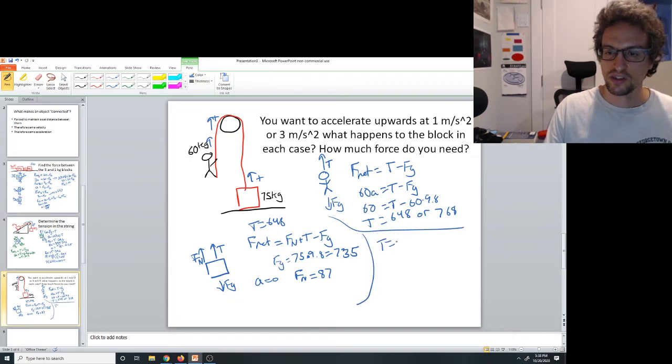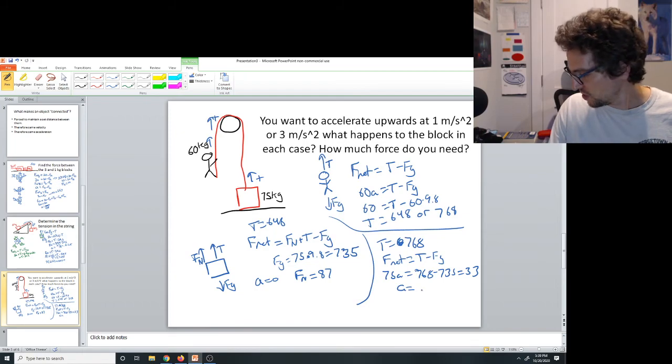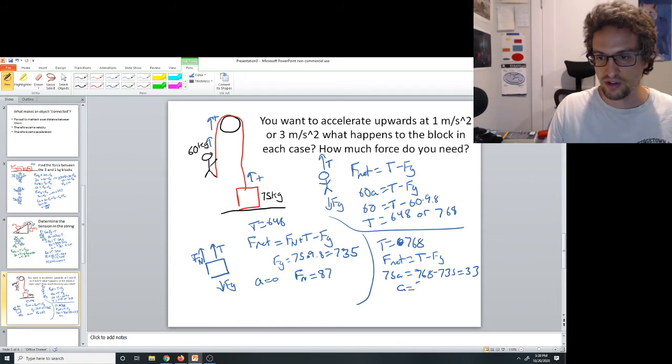But what if the tension is equal to 768? Now the object actually gets picked up off the ground, right? Because if the tension is greater than the force of gravity, it lifts off the ground. So F net is equal to T minus Fg. 75a is equal to 768 minus 735, which is 33. a is going to be equal to 33 over 75, whatever that is. Okay, it's going to lift up.